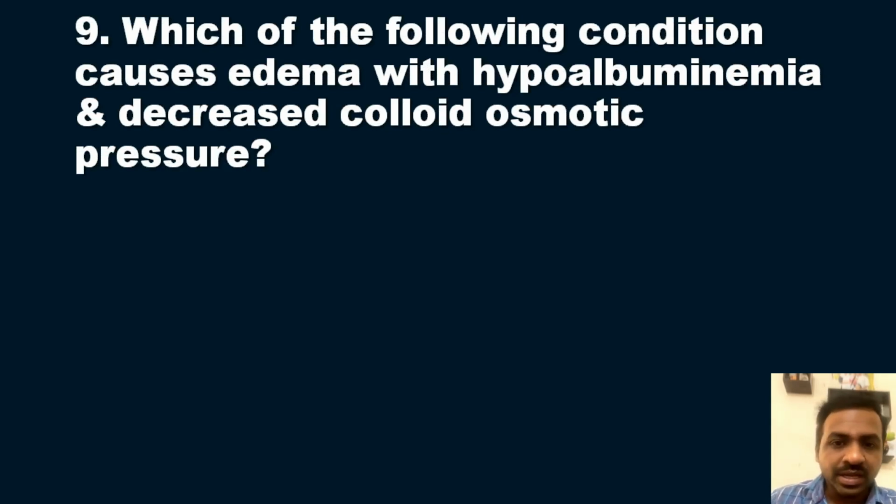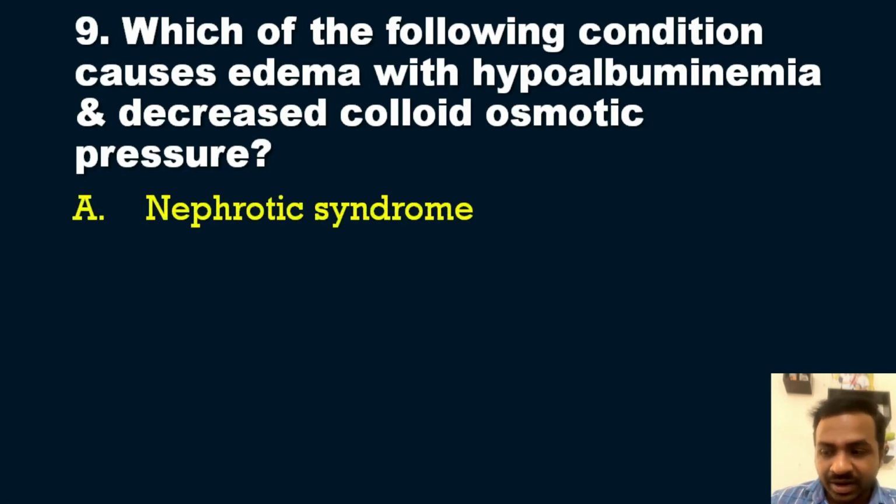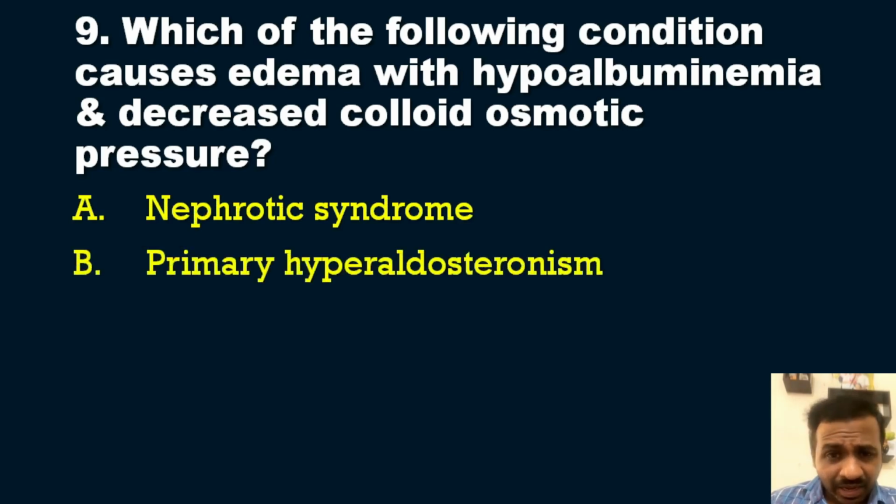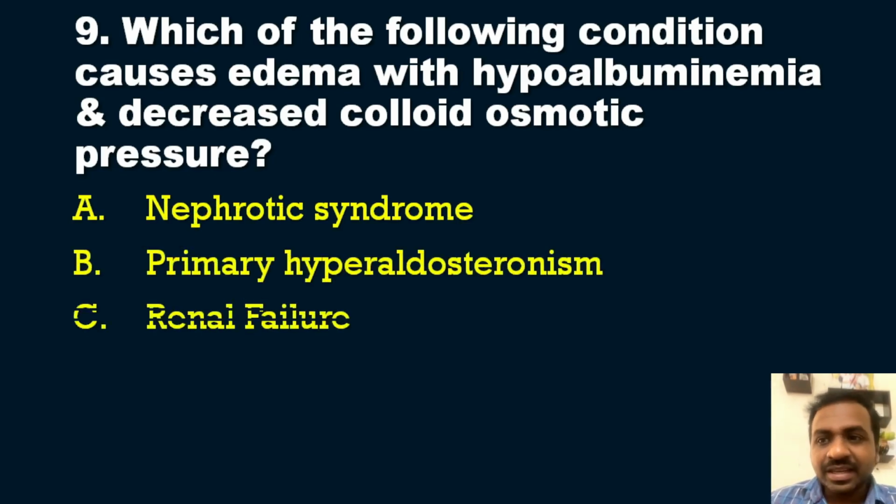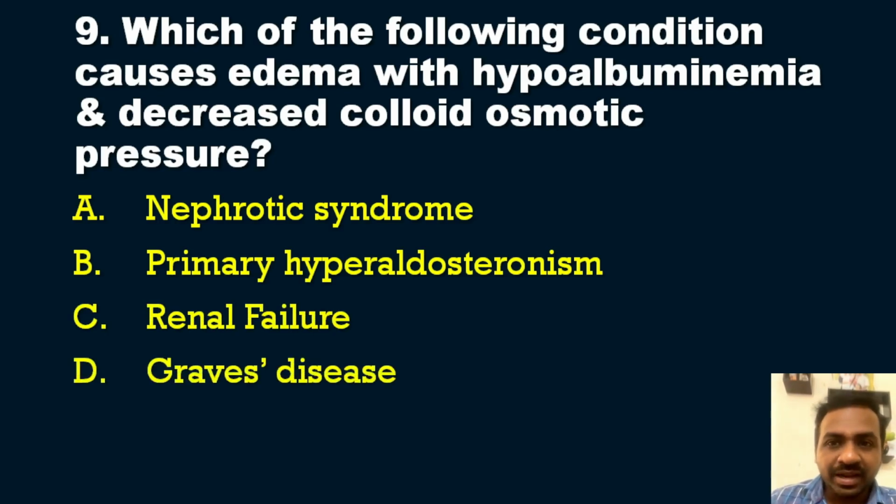That is the 9th question, and the question is, which of the following conditions causes edema with hypoalbuminemia and decreased colloid osmotic pressure? So these are the 2 key terms which describe a particular disease. That is the answer for this question. So don't skip if you know the answer, because I will be explaining regarding the edemas that can be seen in different conditions, which I have given in the options.